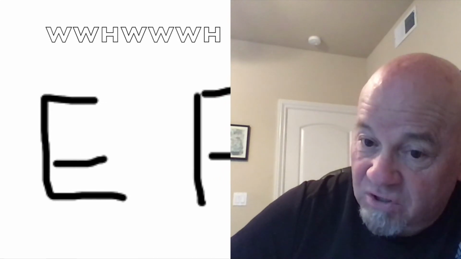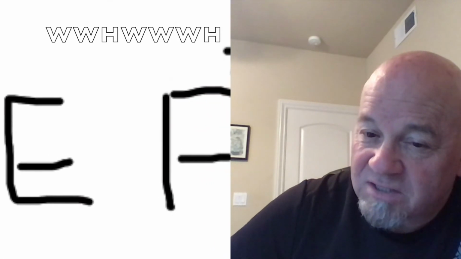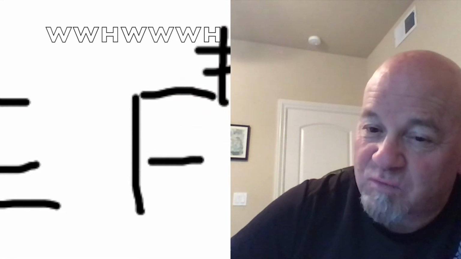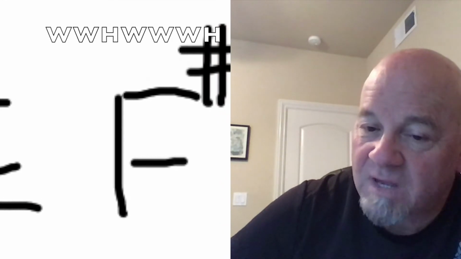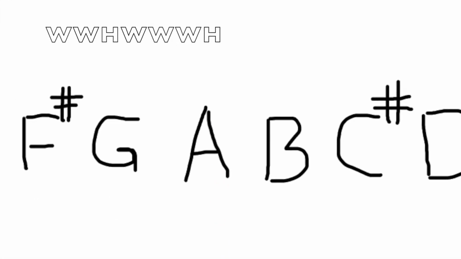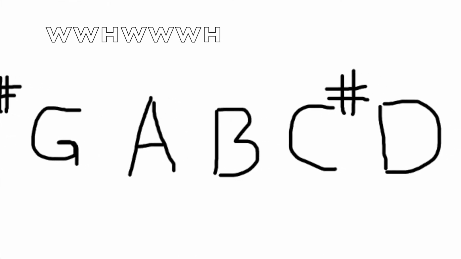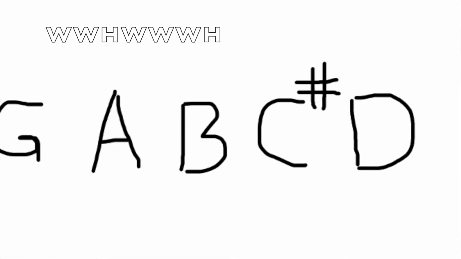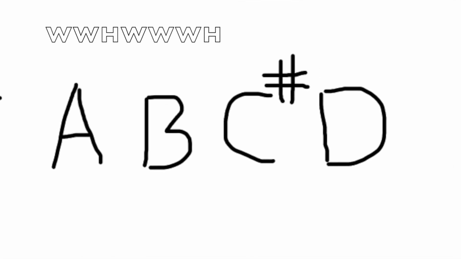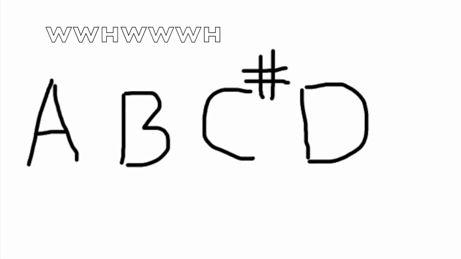So we have to go to F sharp. That makes sense because the last scale had an F sharp. So it makes sense we would continue with the F sharp. Then we go a half step to G, step to A, step to B. And then our final step is to C sharp, and our half step then lands us on D. So you might say the key of D has two sharps.